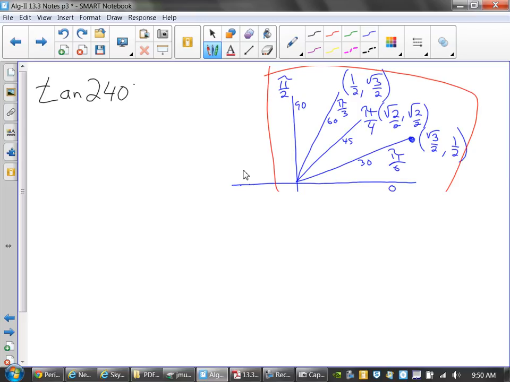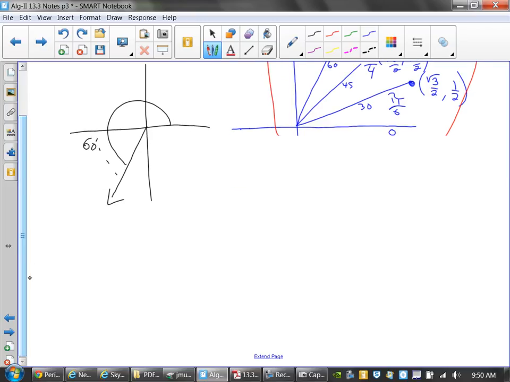Let's look at one about tangent. We'll use the same degree measure because that way we already know what our reference angle is. I'm going to go with tangent of 240. What quadrant did 240 get us to? Third quadrant. My reference angle is 60 degrees. And now remember, tangent is y over x. And when you're in the third quadrant, both your y value and your x value are both negative.